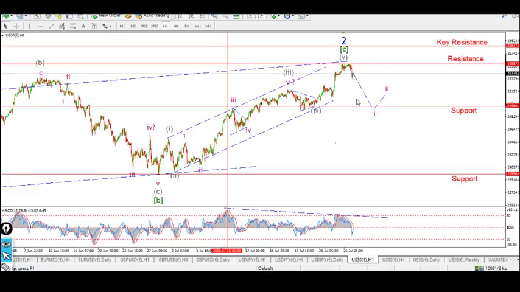Now that could happen next week. We'll just have to keep an eye on that. Everything else is kind of lined up. The dominoes are lined up quite nicely at the moment, so that's what I'll be looking for next week.